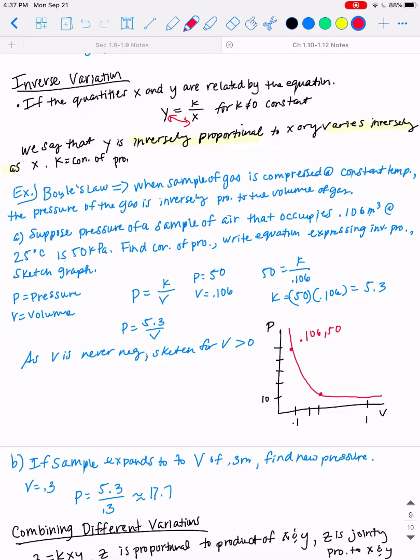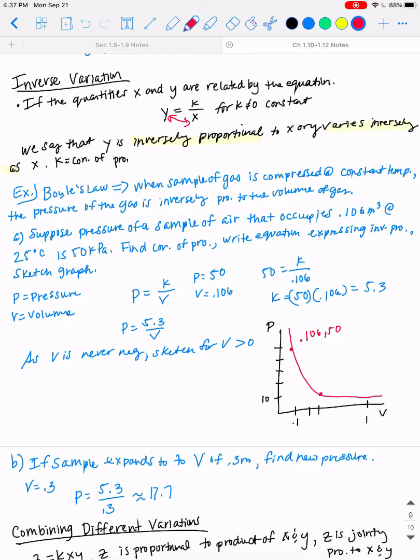So Boyle's law states that when a sample of gas is compressed at a constant temperature, the pressure of the gas is inversely proportional to the volume of the gas. For part A, it says, suppose the pressure of a sample of air that occupies 0.106 meters cubed at 25 degrees Celsius is 50 kPa. We want to find the constant of proportionality, then write an equation expressing the inversely proportional relationship, and then sketch a graph.